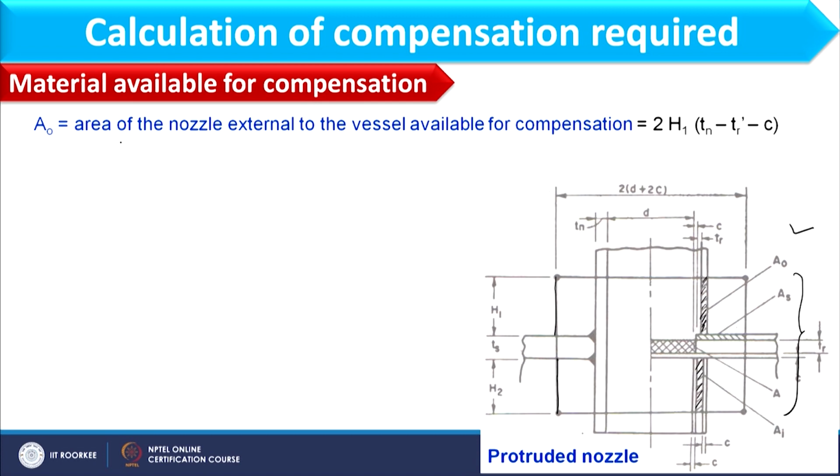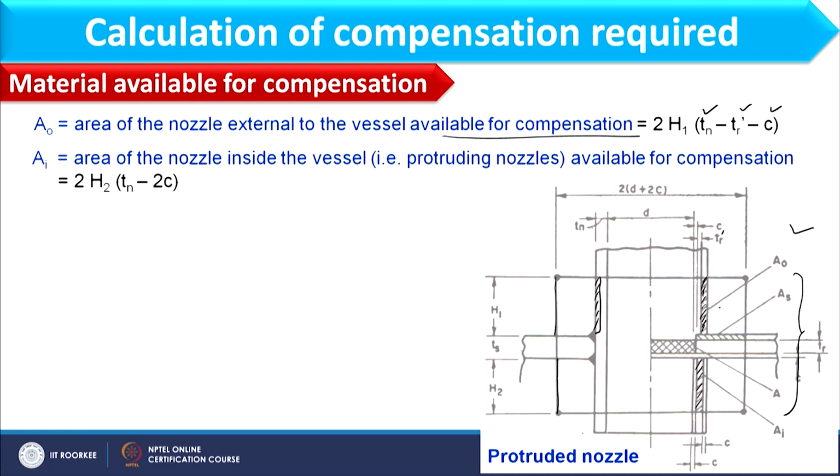So, AO is the area of nozzle external to the vessel available for compensation, and that we can calculate as 2H1, because the area is available over here as well as here also. So, that would be 2 into H1 into (Tn, that is the standard thickness of nozzle, minus Tr dash, that is the minimum thickness of nozzle, minus C). This would be the area outside the nozzle.